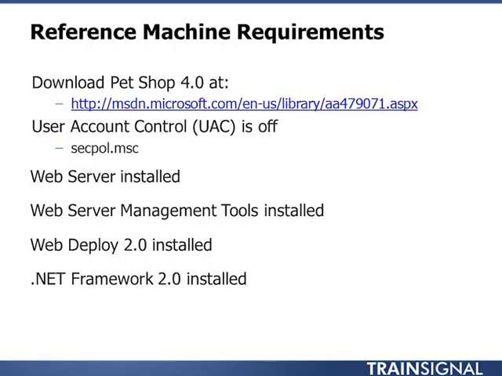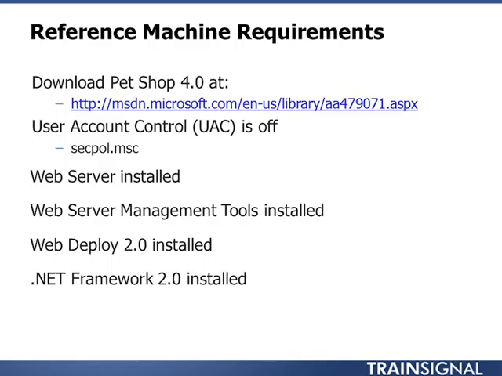Now, in order for you to follow along with what I'm about to do in this lesson, you'll need to get and prepare a few things. The first thing I want you to do is download PetShop 4.0. This is the .NET application that we're going to be using during this lesson. This is what we're going to be packaging. Everything is going to revolve essentially around this application. I've given you the link to where you can download that.